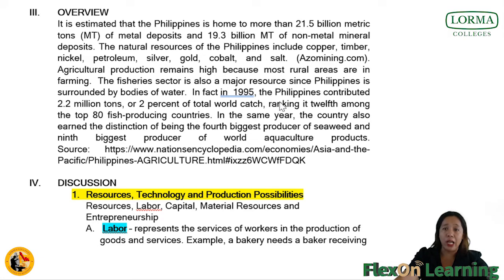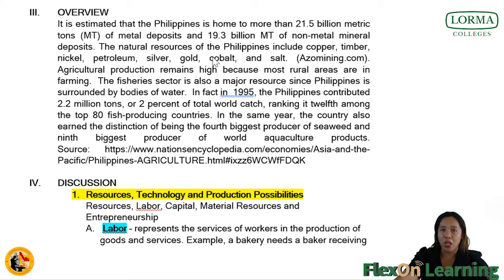In fact, in 1995, the Philippines contributed 2.2 million tons or 2% of the world catch, ranking it 12th among the top 80 fish producing countries. So we are talking worldwide. In the same year, the country also earned the distinction of being the fourth biggest producer of seaweeds and the ninth biggest producer of world aquaculture products.